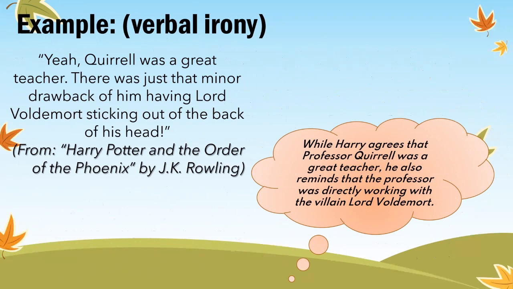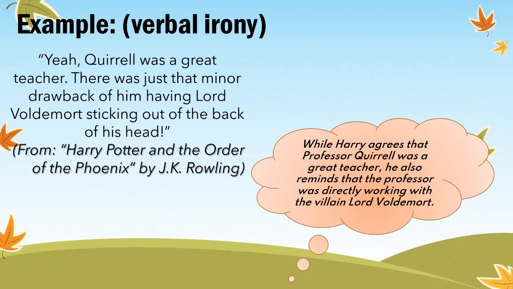In Harry Potter, Harry was describing Professor Quirrell. According to Harry, Quirrell was a great teacher, but the next sentence described Quirrell as someone who is working for Lord Voldemort. So how can you say that Professor Quirrell is a great teacher when in fact he is also working with Lord Voldemort? So it's kind of verbal irony.